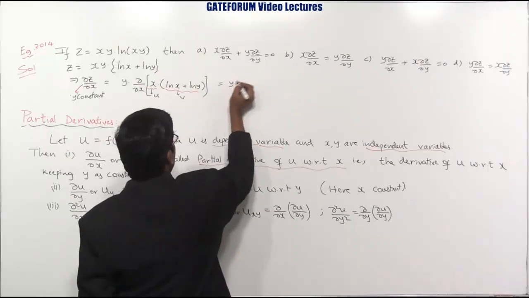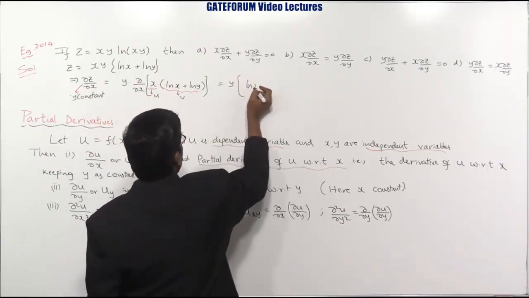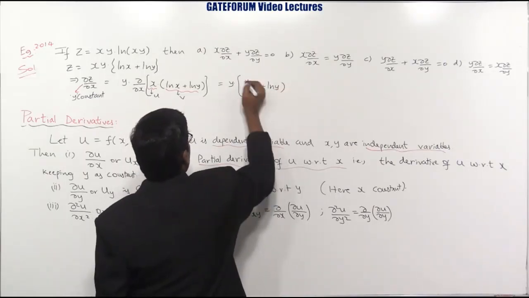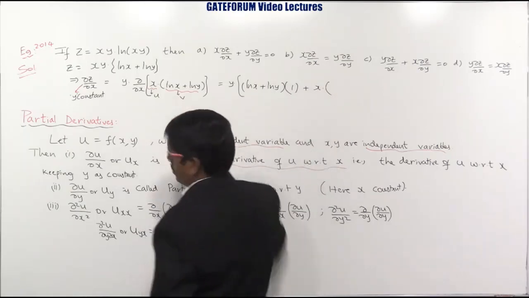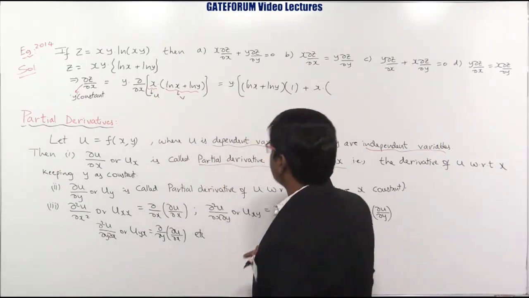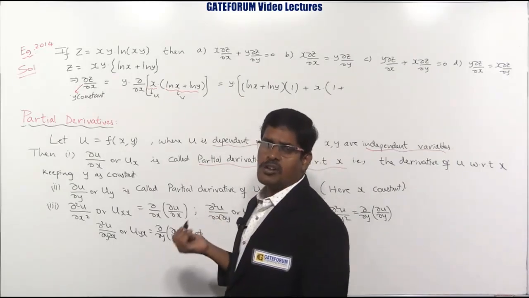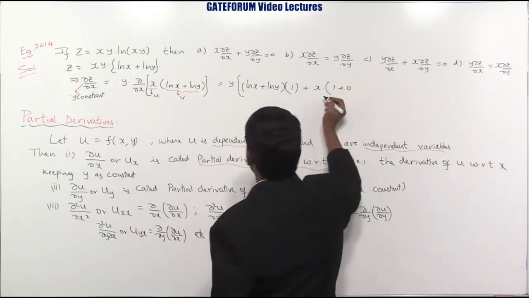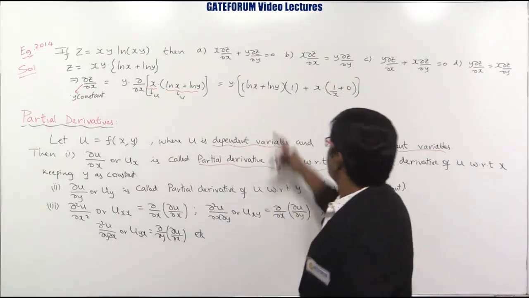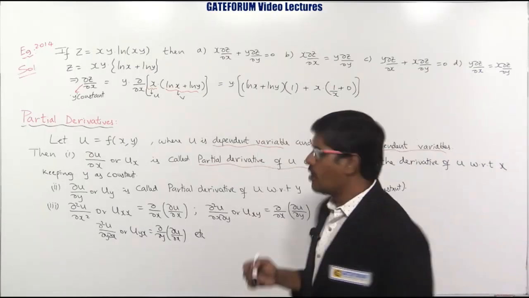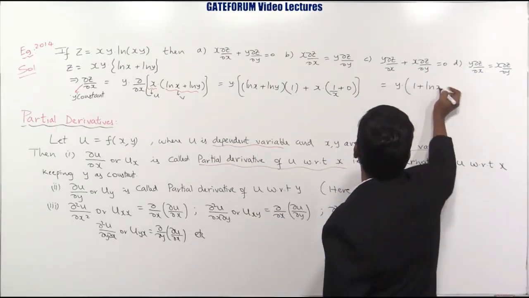So, v into u dash plus u into v dash. That means y into, with respect to x and keeping y as constant, please remember, concentrate. So v means log x plus log y, into the x derivative with respect to x, which is 1, plus x into v dash. That is, log x derivative with respect to x is 1 by x, because y is constant, log y is also constant, and the derivative of a constant alone is 0. So now this x into 1 by x is 1. Again log x plus log y, I can write log of xy. So finally this is y into (1 plus log of xy).